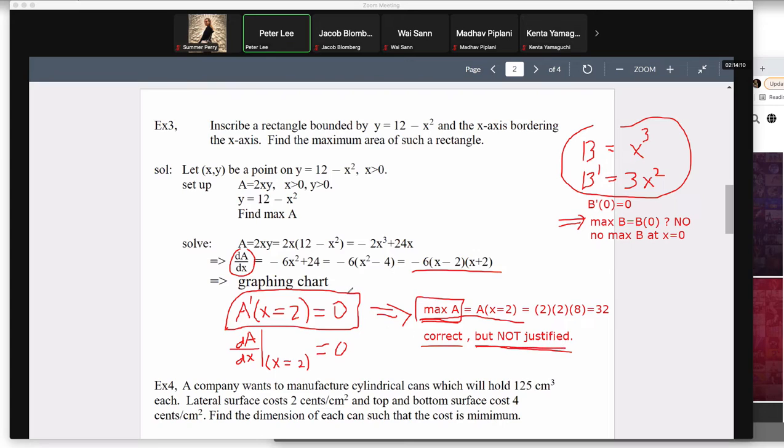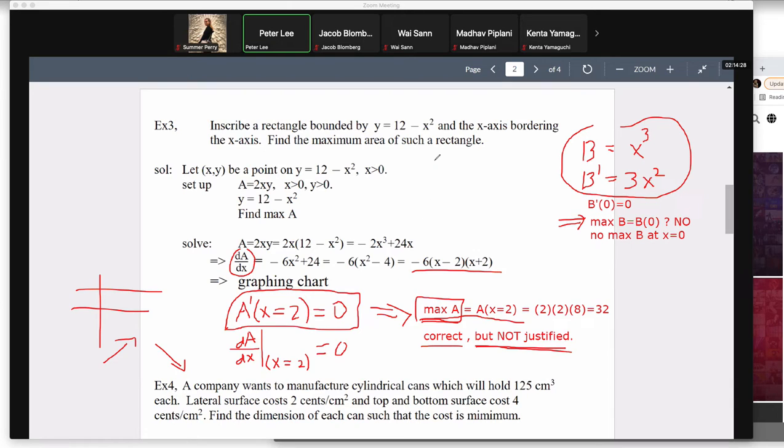So how do you justify? You have to give me the chart here. And then show me it's what? It's going up and then going down. It's going up and going down? I think so.